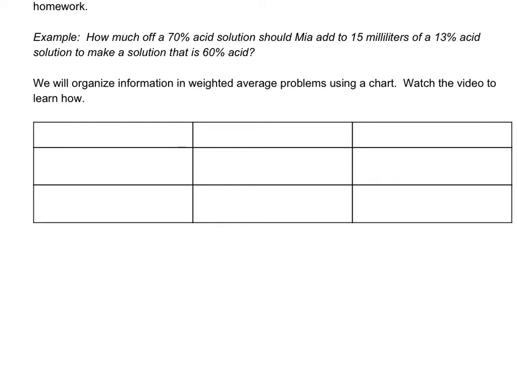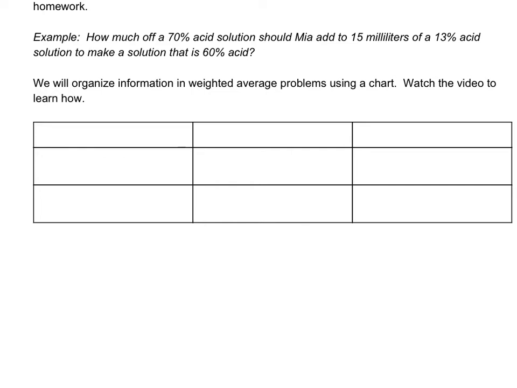And then we've got three different things for each of the different types of acid: the percentage, which we just talked about, the actual amount, which we know, like the 15 milliliters of the 13%, and the amount of solute in there, which is actually what makes the percentage. So we're going to do these problems by setting up a chart.